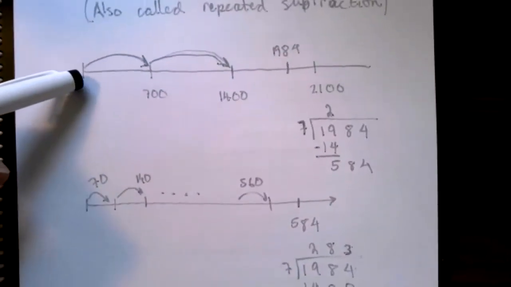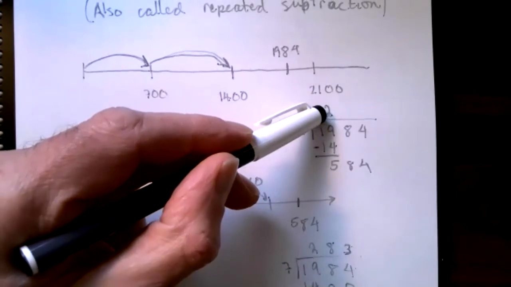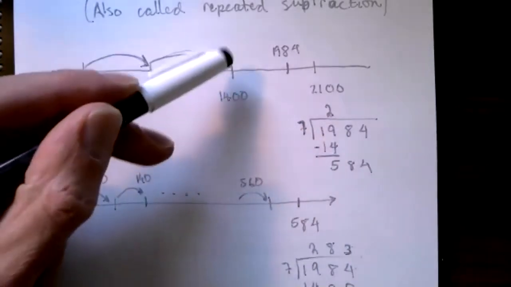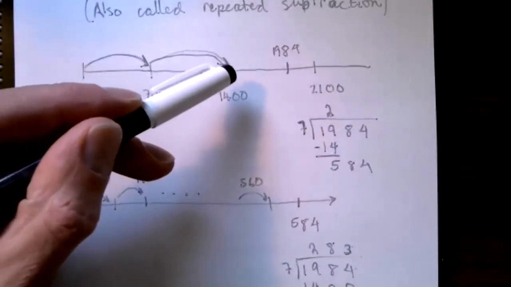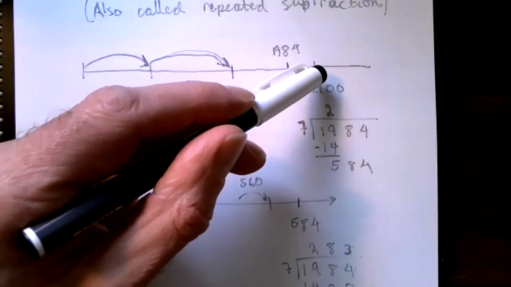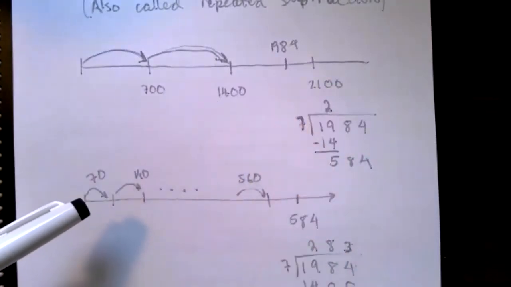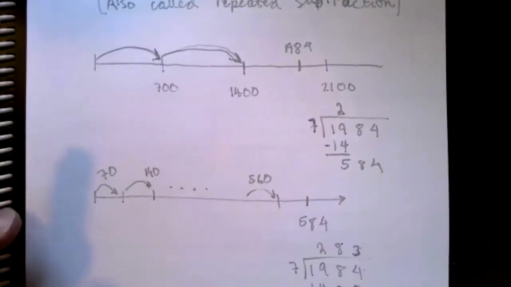If you're allowed to use jumps of 700, well, the closest you can get is 2 jumps of 700, getting to 1400. You can't take another jump of 700 because then you go over the target. Now work on the difference. Use smaller jumps. Remember, we're talking about successive approximations.